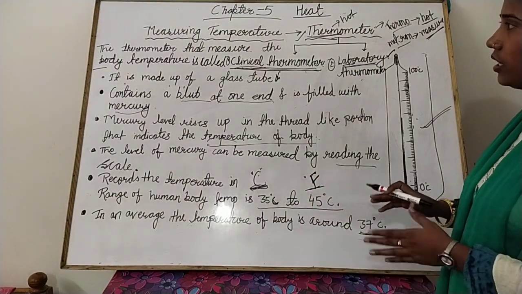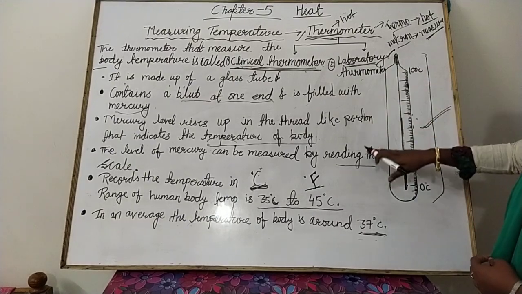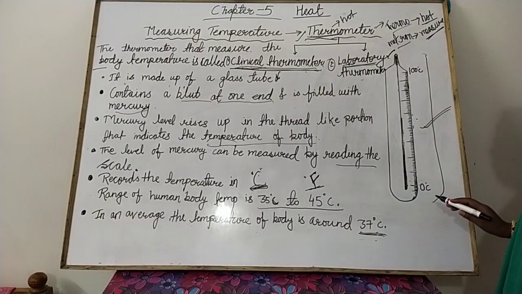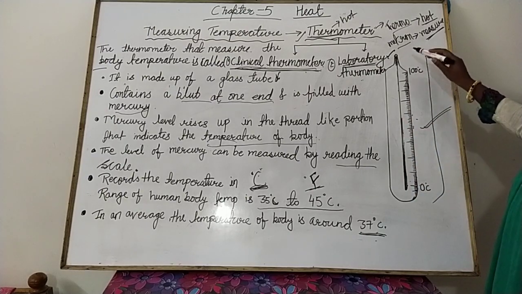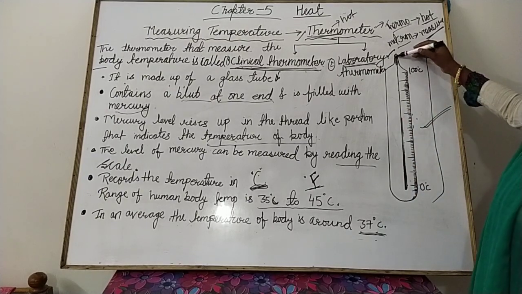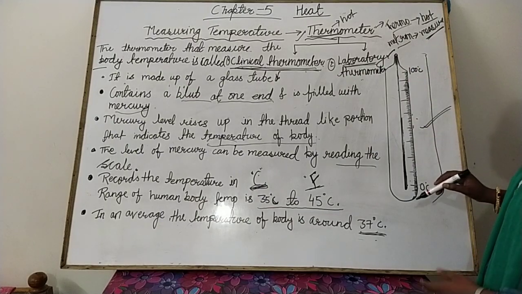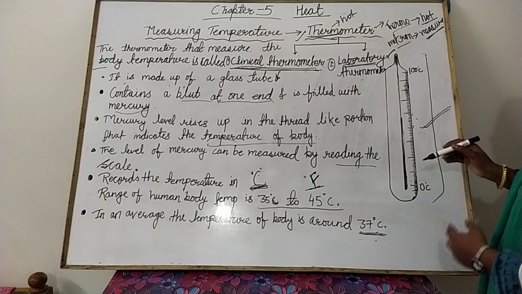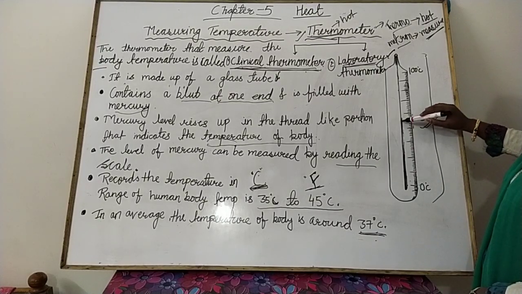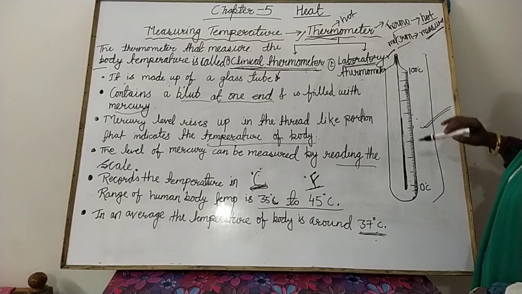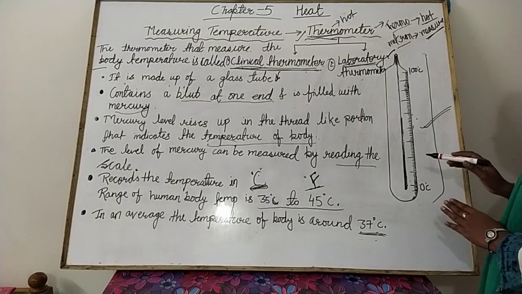I will explain this in the next topic, but now I explain only the structure of the thermometer. Again I repeat, it is made up of a glass tube. It contains a bulb on one side filled with mercury liquid, and when we measure the temperature, the mercury rises up in the thread-like portion, and that indicates the temperature of the body.